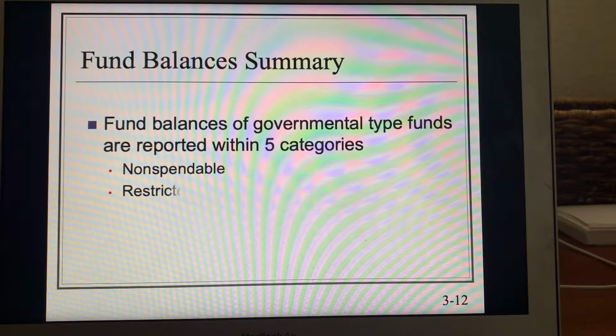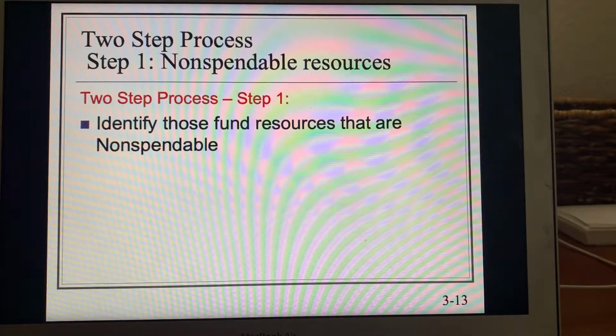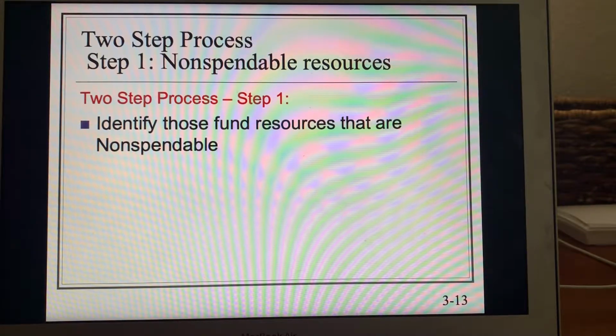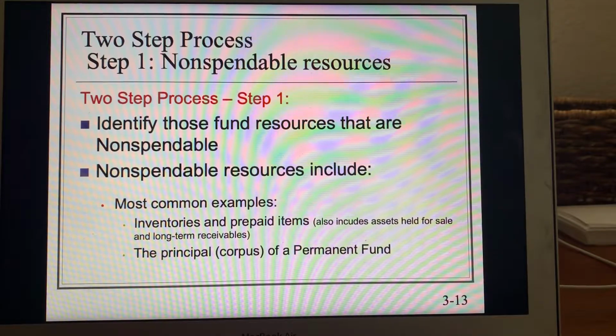Fund balance summary. Fund balances of governmental type funds are reported within 5 categories. We talked about this earlier. Non-spendable, restricted, committed, assigned, and unassigned. It's a 2-step process, okay? So step 1, identify those fund resources that are non-spendable. Non-spendable resources, the most common examples, are inventories, prepaid items, and also include assets held for sale and long-term receivables. Also the principal of the permanent fund.